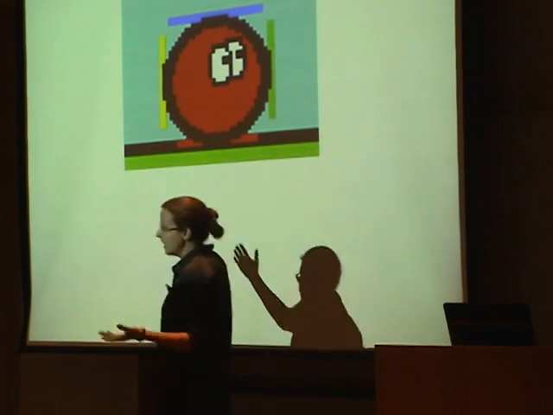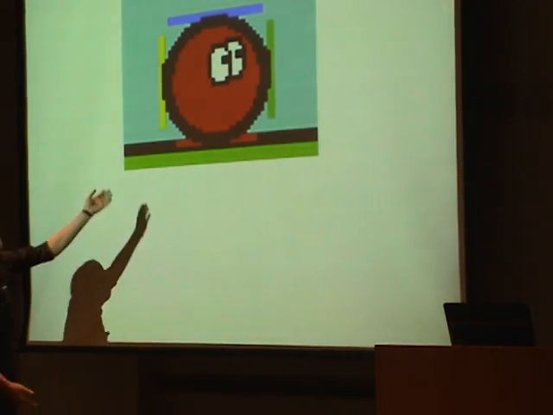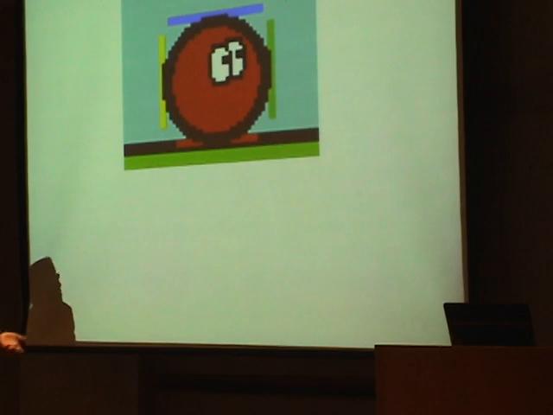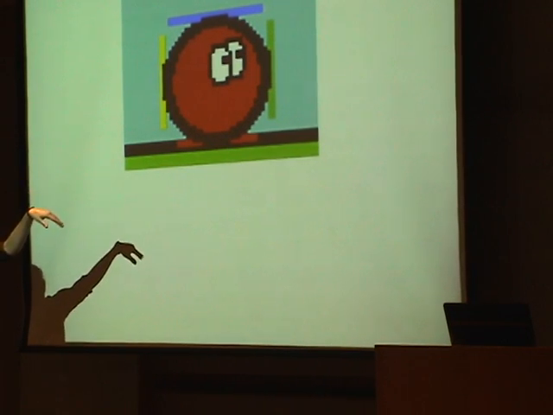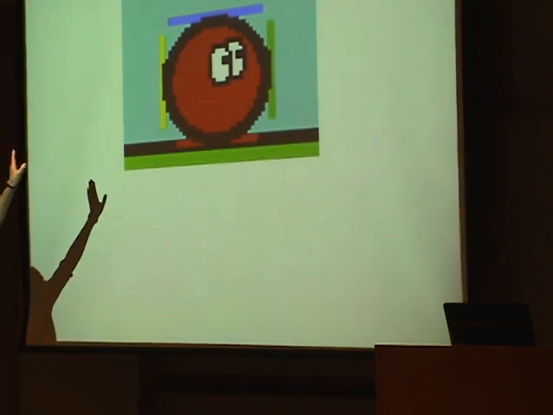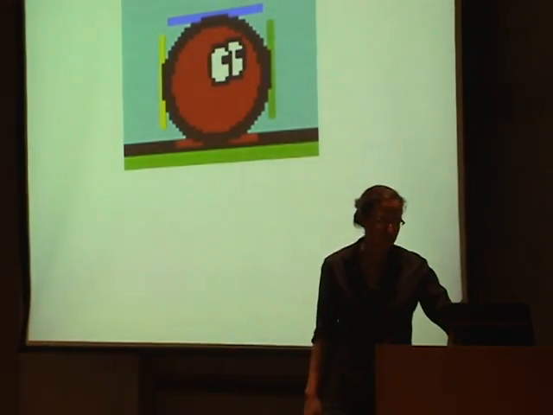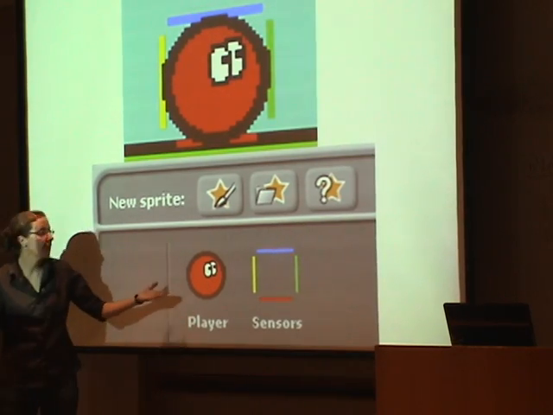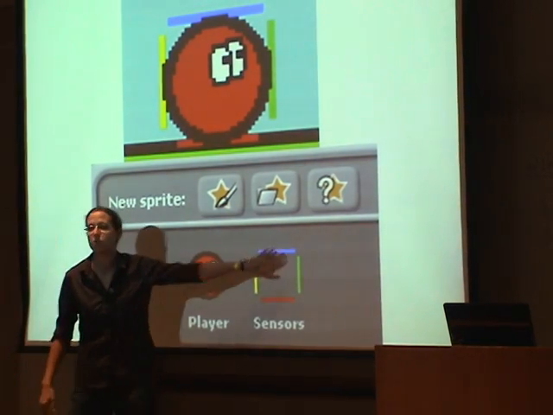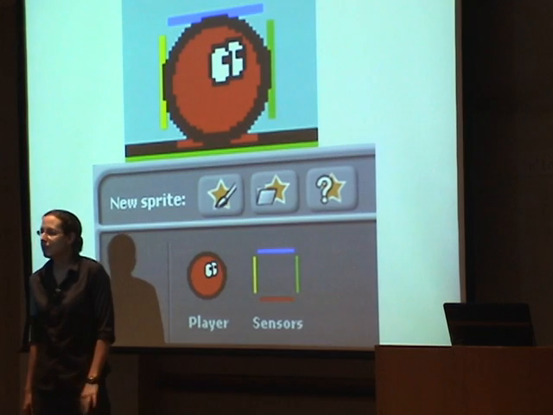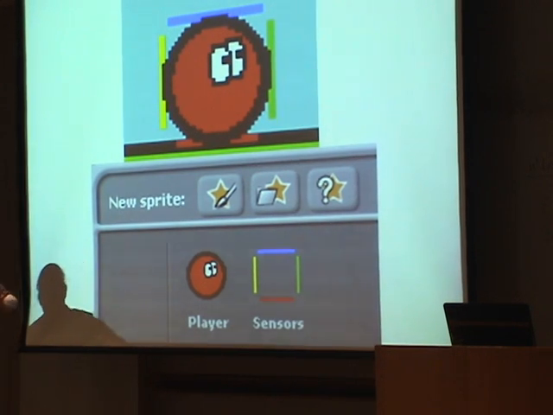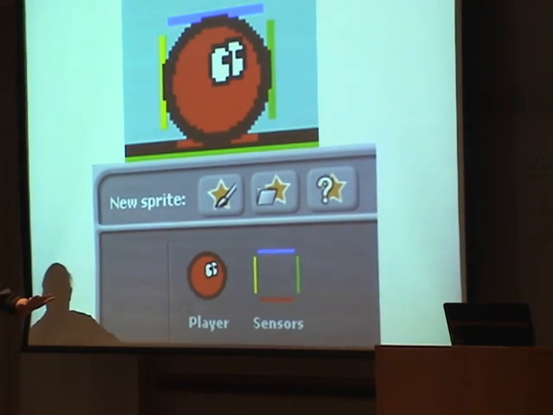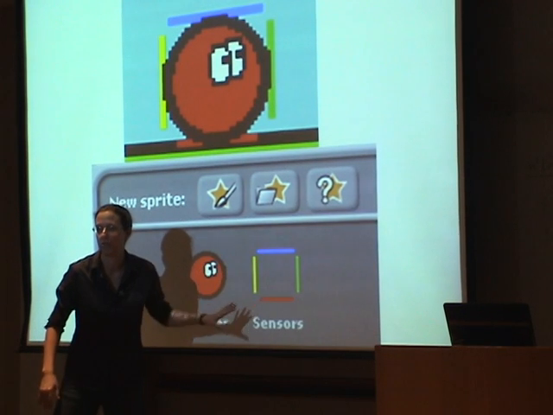Here's the general idea. Here's Jerry the Ball. And most of the time when you're playing the game, you just see the red ball with the black lines on the outside. They also have another thing, which is these sensors. So in Scratch, I can have multiple sprites. So here I have the sprite, which is a ball, and a sprite, which is a set of sensors. These sensors the player's never going to see. We always keep these invisible.